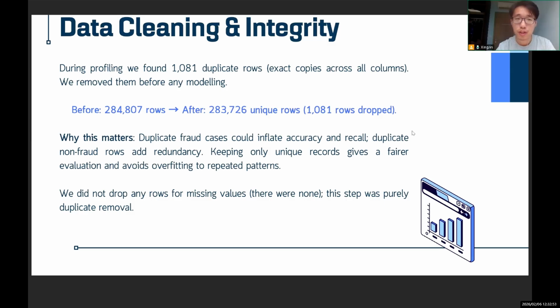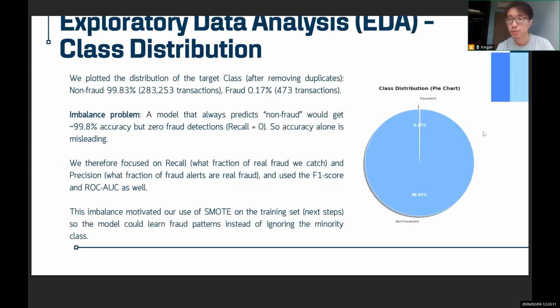Well, after data profiling, we found that there are 1081 duplicate rows, so we removed them before any modeling. And we did not drop any rows for missing values because there were no missing values. So this step was purely duplicate removal. And then it comes to the EDA part. We first focused on the class distribution. We plotted the distribution of the target class after removing duplicates.